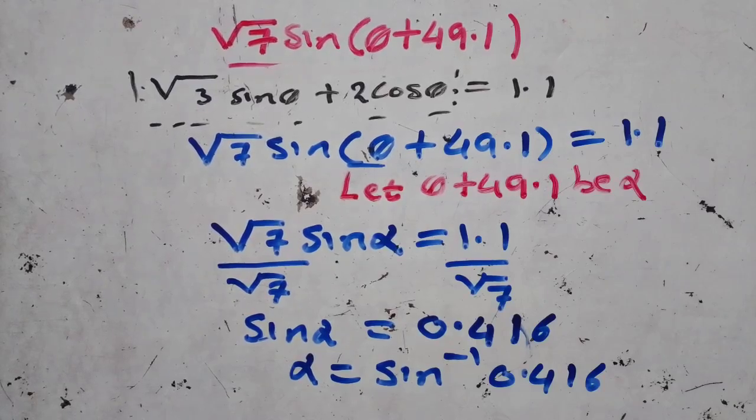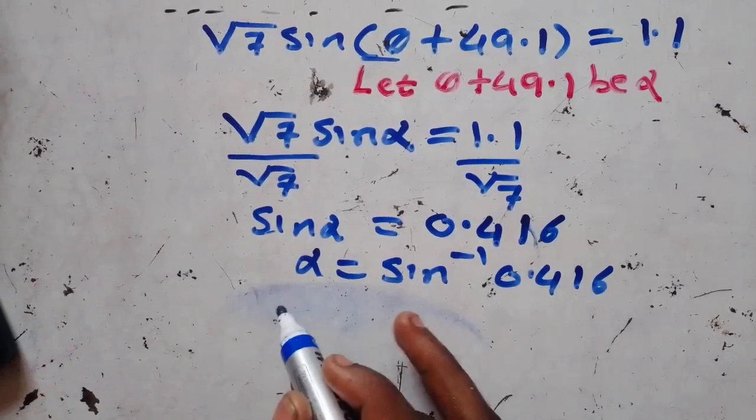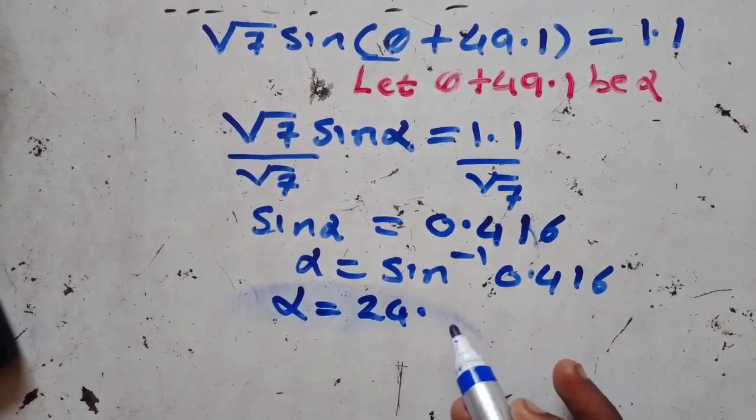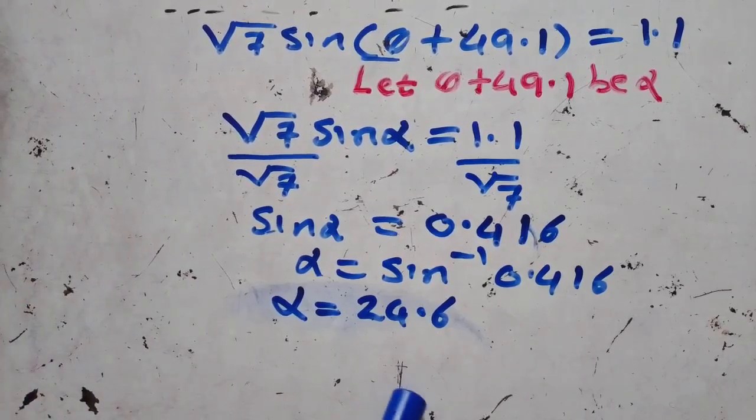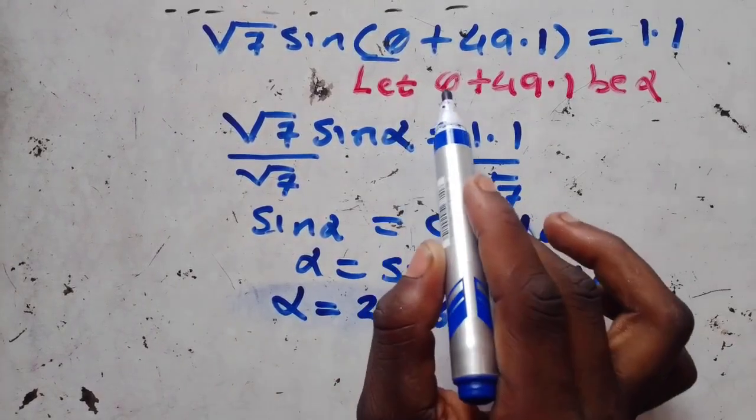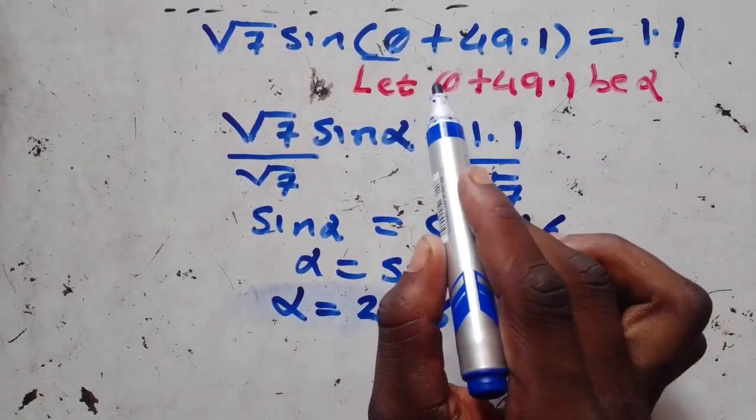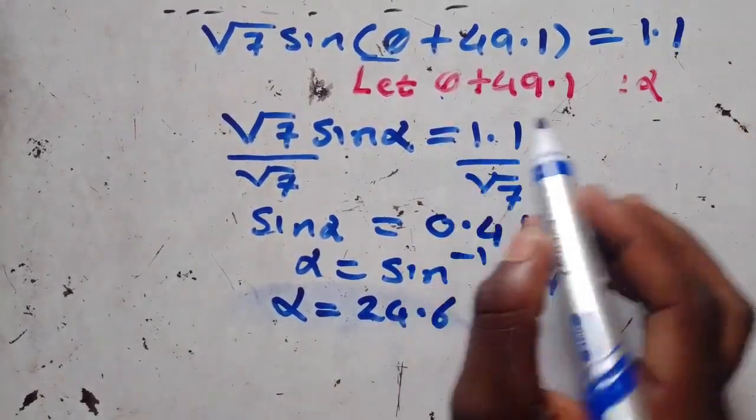In short, 24.6. So acute is equal to 24.6. This doesn't mean that we have finished. Remember here we said let theta plus 49.1 be acute. So we can also write it as theta plus 49.1 is equal to acute.